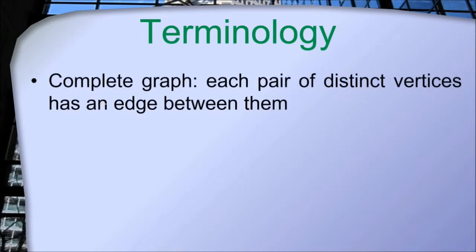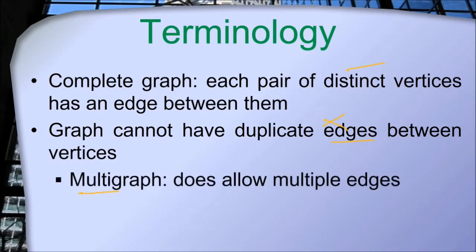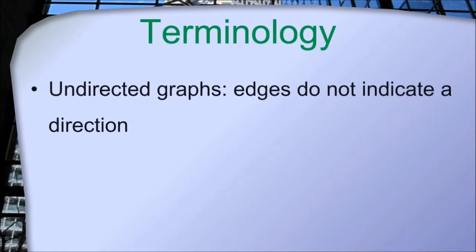A complete graph, as we have just seen, has an edge between each pair of distinct vertices. And a graph cannot have duplicate edges between vertices. No duplicate edges are allowed between vertices. A multigraph does not allow multiple edges. When labels represent numeric values, that is, some weight is there, we call these graphs weighted graphs. Undirected graphs: if edges do not indicate a direction, like this, just like this with no direction, we call them undirected graphs.